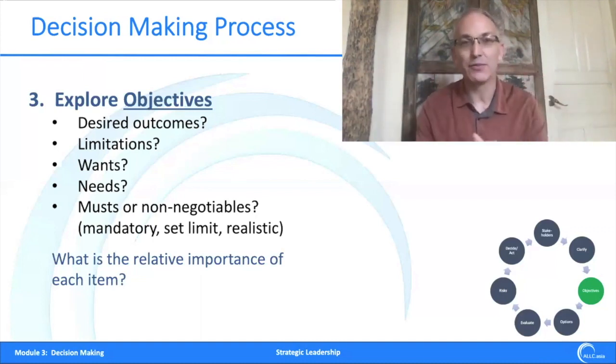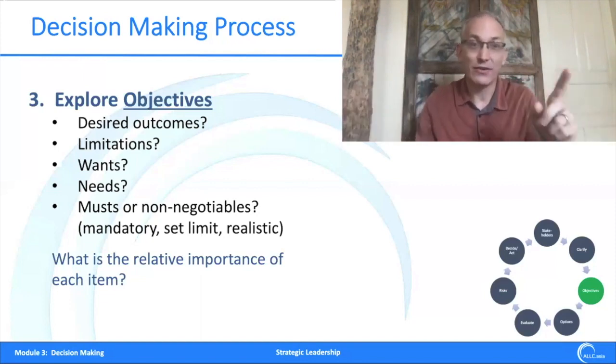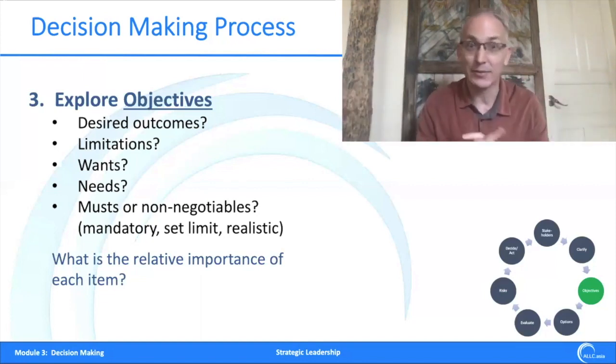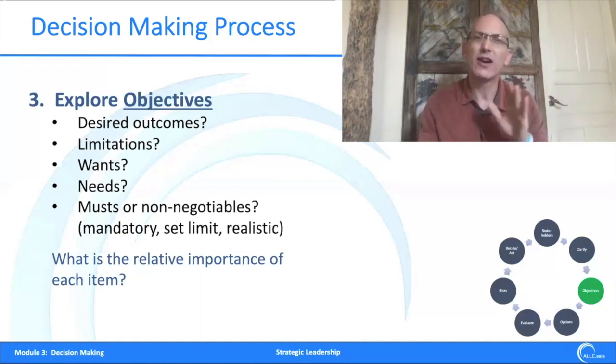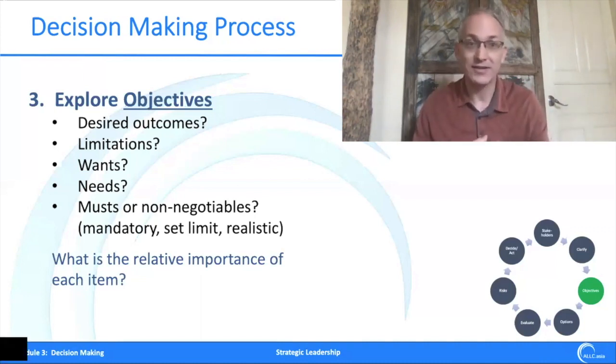What's everything that's important to us in making this decision so that we can make a good balanced decision and not focus in on one or two things that we really like about an alternative. So think about, what are our desired outcomes? What are we really hoping to achieve with this decision? Do we have any limitations? For my car, yeah, the price was a big limitation, right? Sometimes you have time constraints, price constraints, resources. What are those limitations that we need to think about?